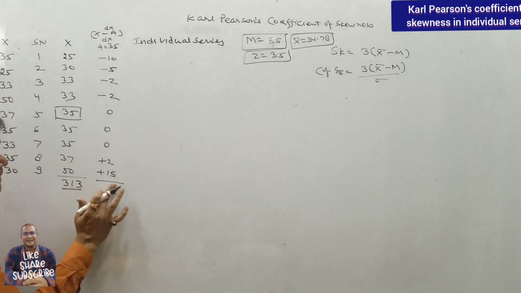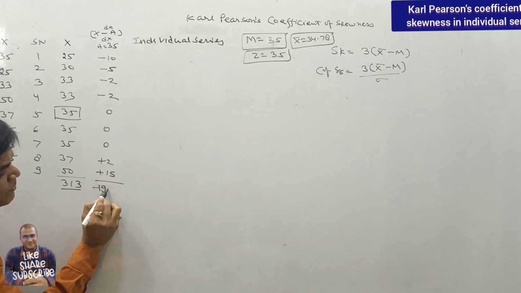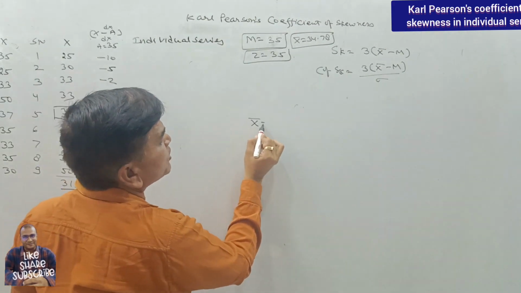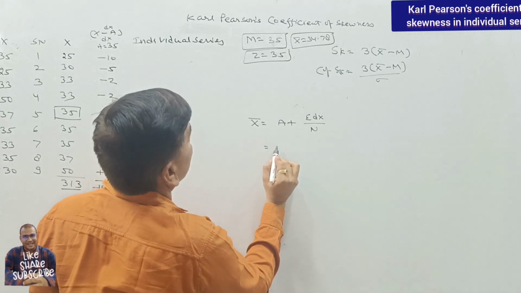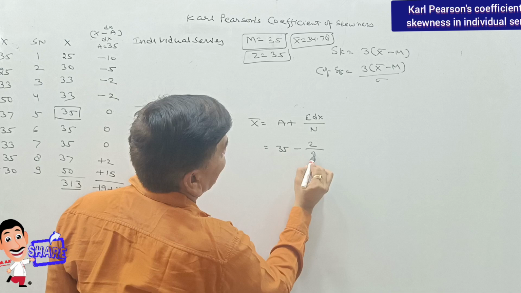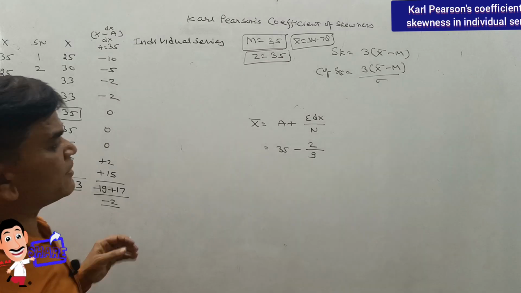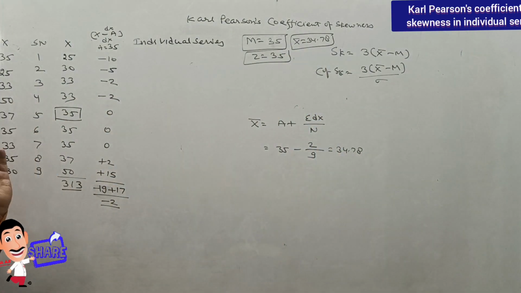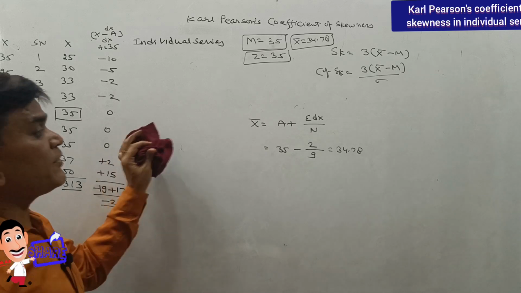This is minus 19, plus 17, that is minus 2. So the value of x bar with assumed mean is the assumed mean plus sigma dx upon n. So the assumed mean is 35 minus 2 upon 9. Here also 34.78. Already we have calculated 34.78. So the assumed mean method is used for calculating standard deviation.